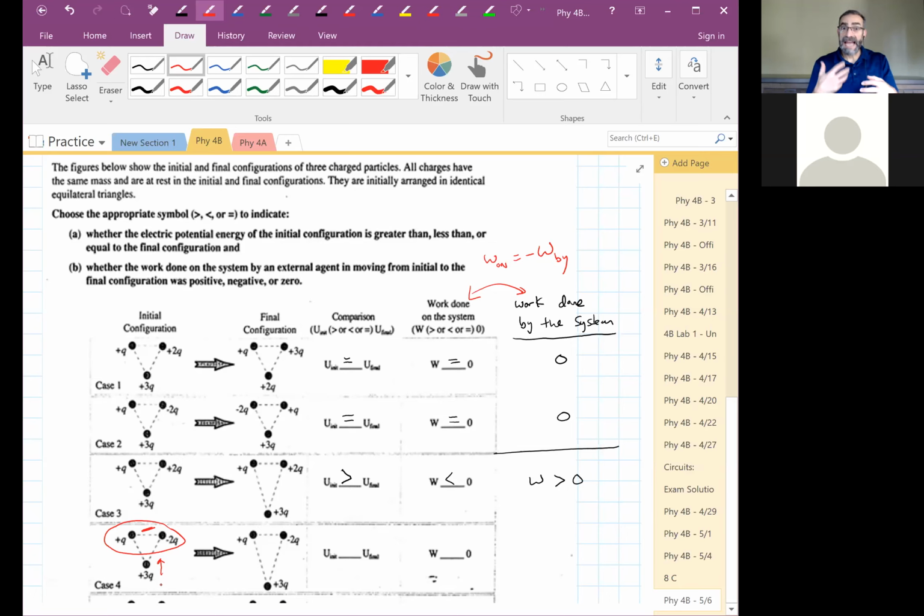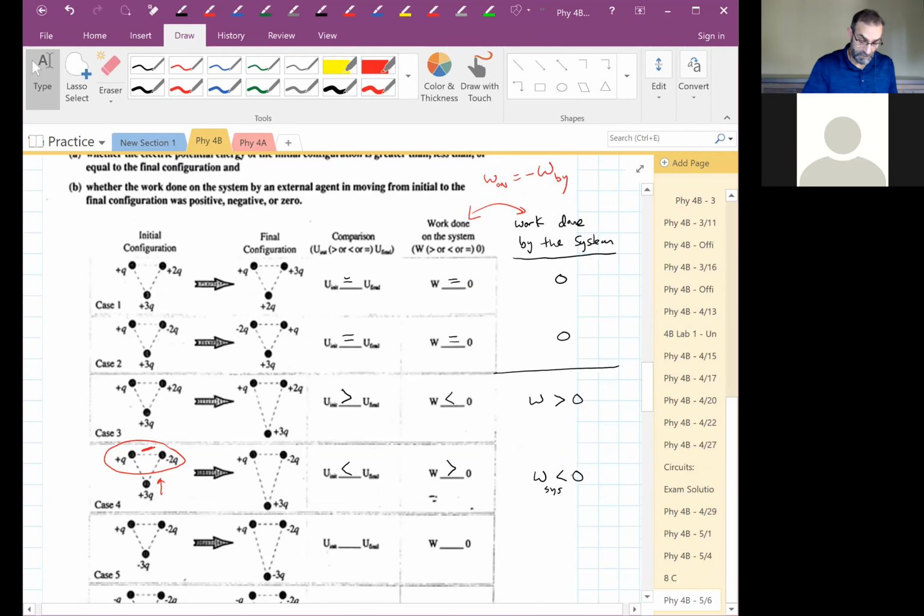So we're adding energy to the system because we can let go of that charge and it's going to go back and we'll get that energy out as kinetic energy, right? So the final is greater than the initial. Or the initial is less than the final, I guess I should say. And that means we did positive work on the system, or you could say the system did negative work. Okay, one or two more here.